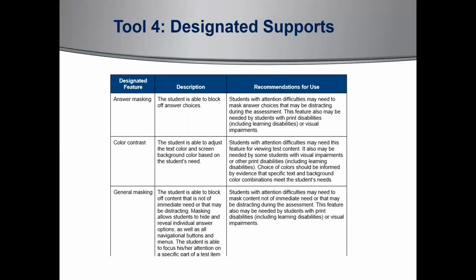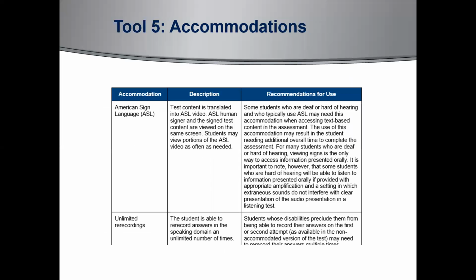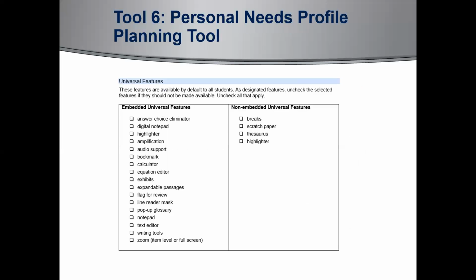Tool 4 includes embedded as well as non-embedded designated supports that are available to students who have that need identified in advance of the testing window. Tool 5 includes embedded and non-embedded accommodations that are available to students with an IEP, 504 plan, or are English learners. Tool 6 is an example of a personal needs profile planning tool. It includes sections on universal features, designated supports, as well as accommodations.